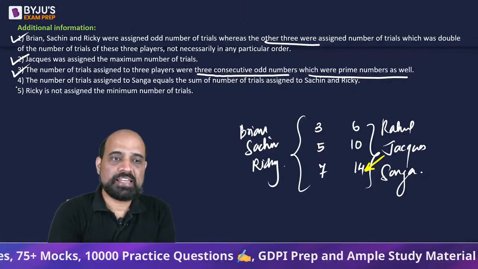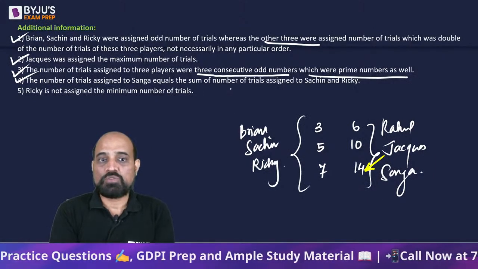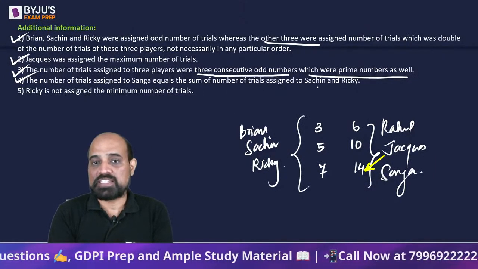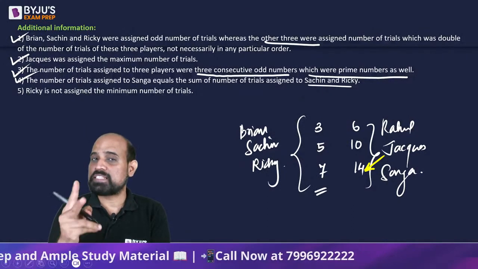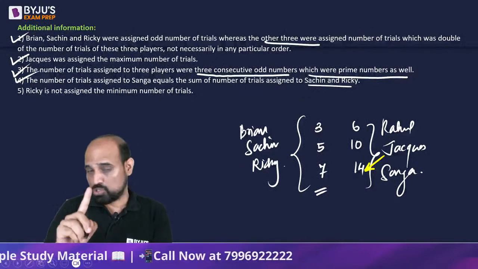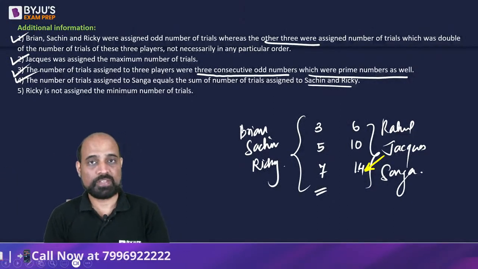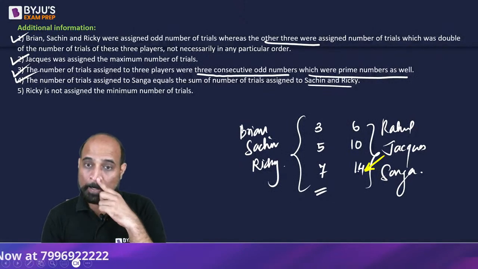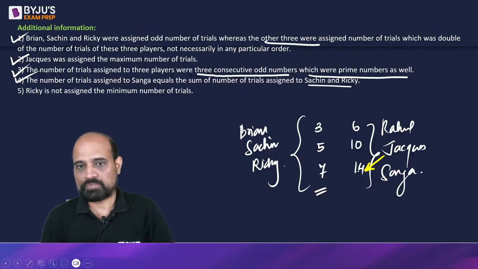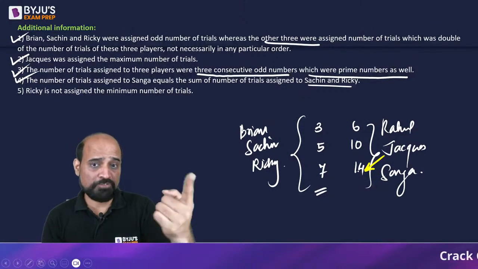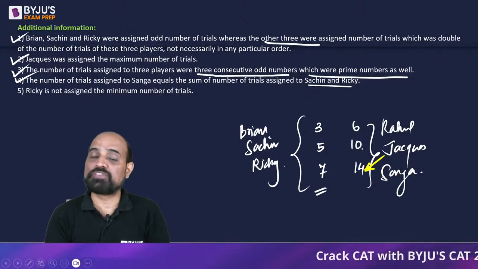Fourth statement says the number of trials assigned to Sangha equals the number of trials assigned to Sachin and Ricky. So Sachin and Ricky मतलब कि इन तीन में से किसी दो का sum is going to be equal to Sangha, which is 6 और 10 का sum. 6 और 10 में से कोई एक sum है. Can we make 6 as the sum from these three numbers? Can we make 10 as the sum from these three numbers? Yes. 3 plus 7 will give us 10.